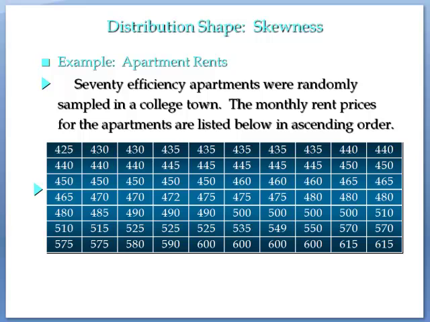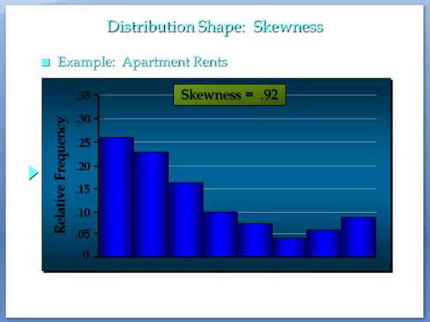So again, let's look at the monthly apartment rent data. They've arranged it in ascending order. Let's look at the frequency distribution. How would you describe the skewness? To the right or to the left? Well, as you can see, there's a tail on the right, hence it's moderately skewed right. And as you will see, the skewness as measured is 0.92. It's high, but not above 1.